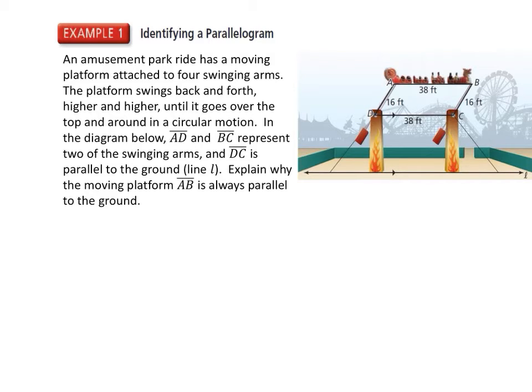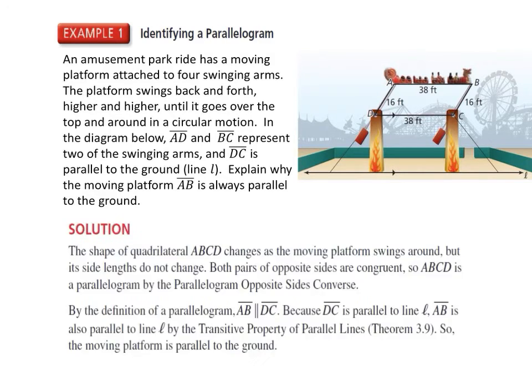Explain why the moving platform AB is always parallel to the ground. Since the nature of the ride is such that the swinging part maintains congruent opposite sides, we can conclude that the shape of the quadrilateral ABCD changes as the moving platform swings around, but its side lengths do not change. Both pairs of opposite sides are congruent, so ABCD is a parallelogram by the parallelogram opposite sides converse.